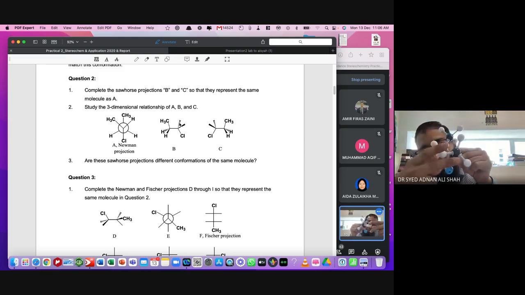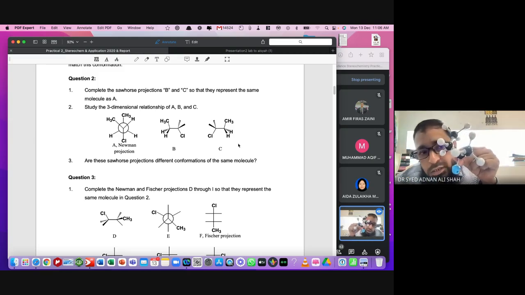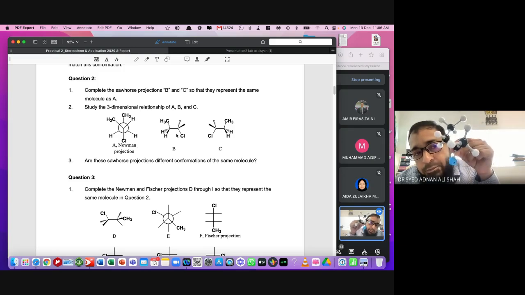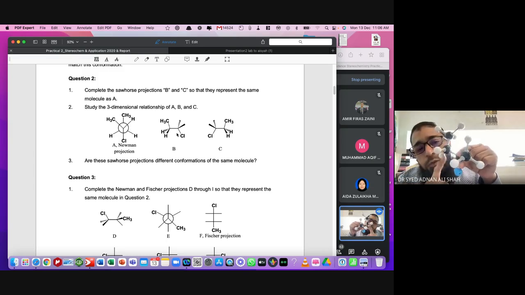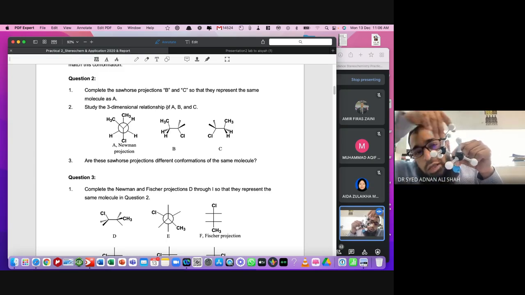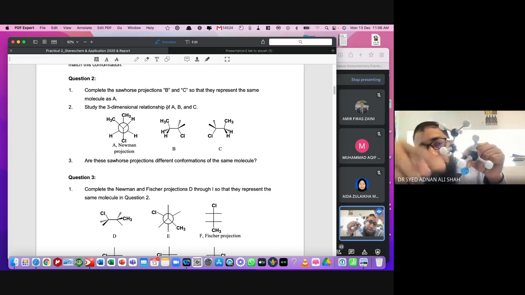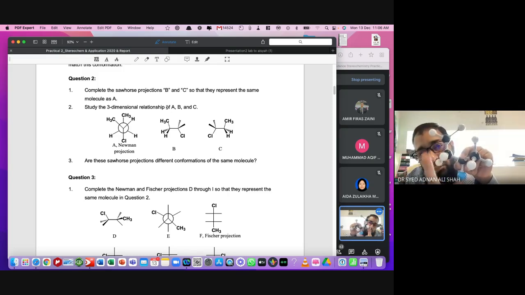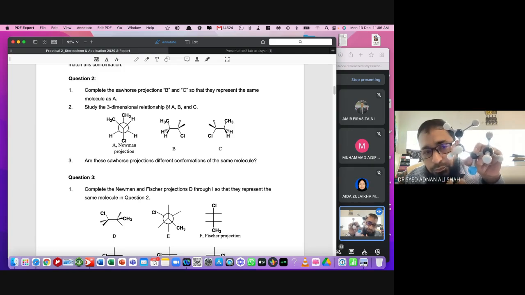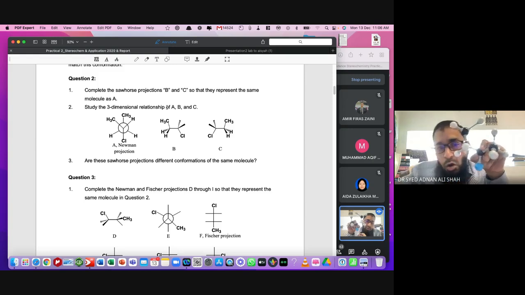Hydrogen is at the back. So this is how you can convert this Newman projection into the Sawhorse one. And then at the back, there are the two hydrogens and the methyl group. You can see the methyl group, this one, and one hydrogen in front, pointed at you, and then one is at the back, right? This is how we can study the 3D model of 2-chlorobutane in the Sawhorse, like this.